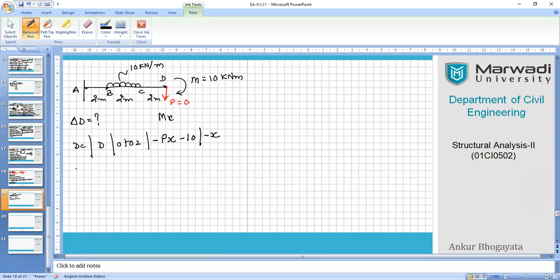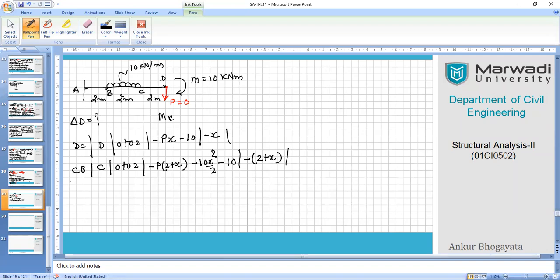Now C to B. Let's go ahead. C is the origin, 0 to 2 is the length. Now let's take it further. P into 2 plus x minus 10x square by 2, right, minus 10, that is the moment, right, and here it will be 2 plus x.